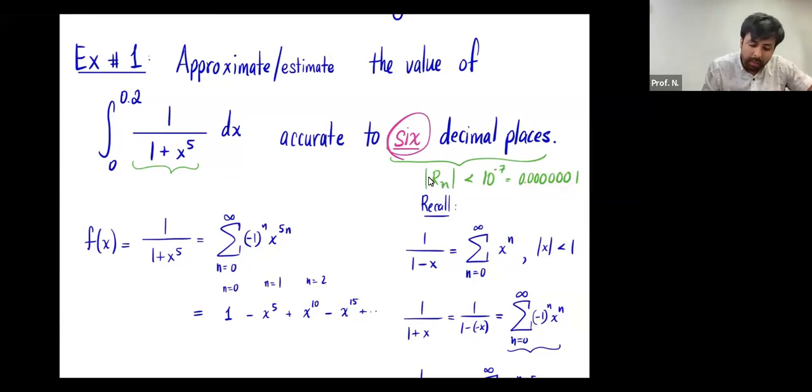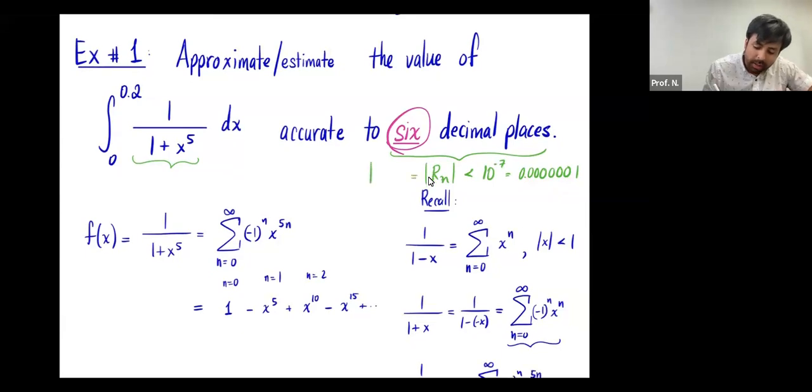And remember what R of n means. R of n means the actual value of the limit of the sum minus the partial sum, that difference between the approximate value and the actual value. I want that difference to be less than 10 to the -7, or 0.000001, which indicates that the first 6 decimal places are accurate. They're the same. The first 6 decimal places for Sn and for S are accurate.